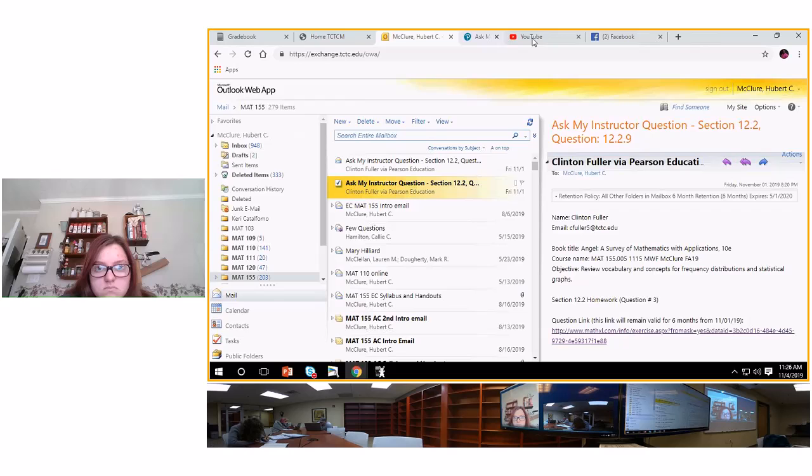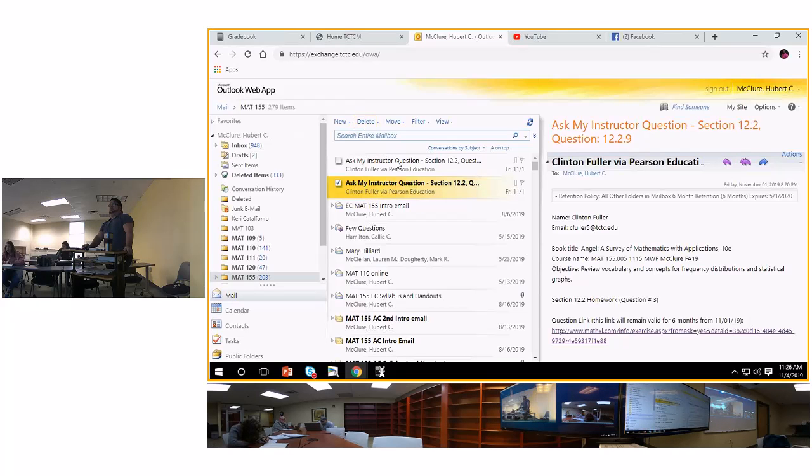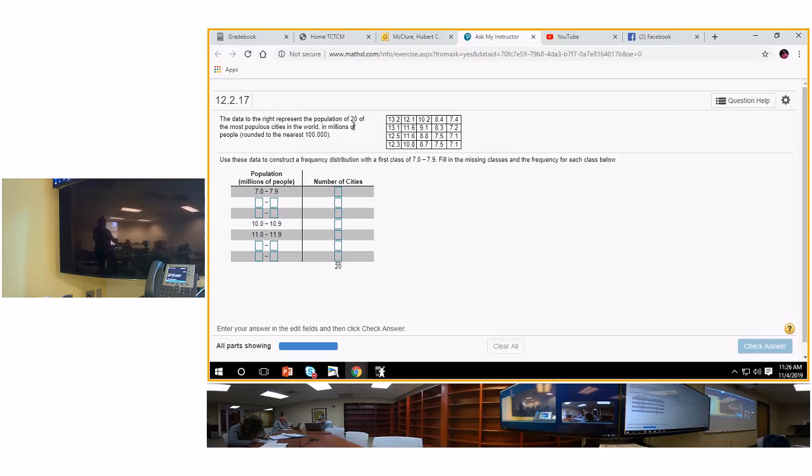Next question. Next question is, wait a minute, which one? Number 4. The data to the right represents population. All right, first of all, let's do the class widths. So what's the class width on this distribution?